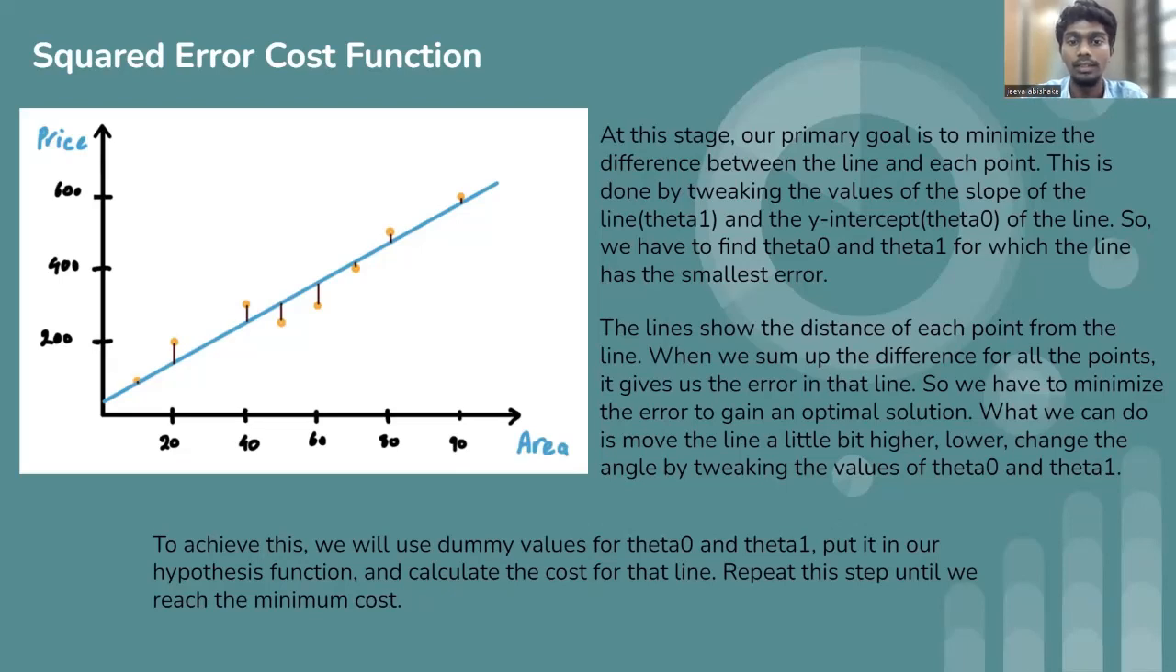What we can do is move the line a little bit higher, lower, or change the angle by changing the values of theta 1 and theta naught. To achieve this, we will use dummy values of theta naught and theta 1, put them in our hypothesis function, and calculate the cost of that line. Repeat this step until it reaches the minimum cost.